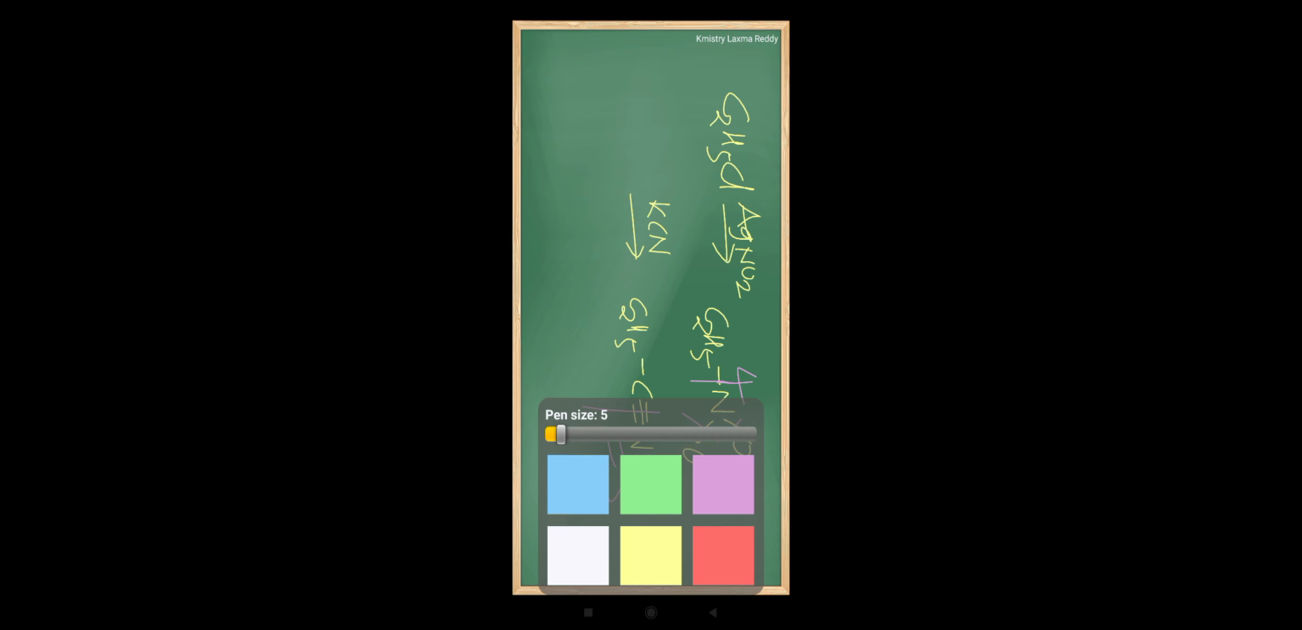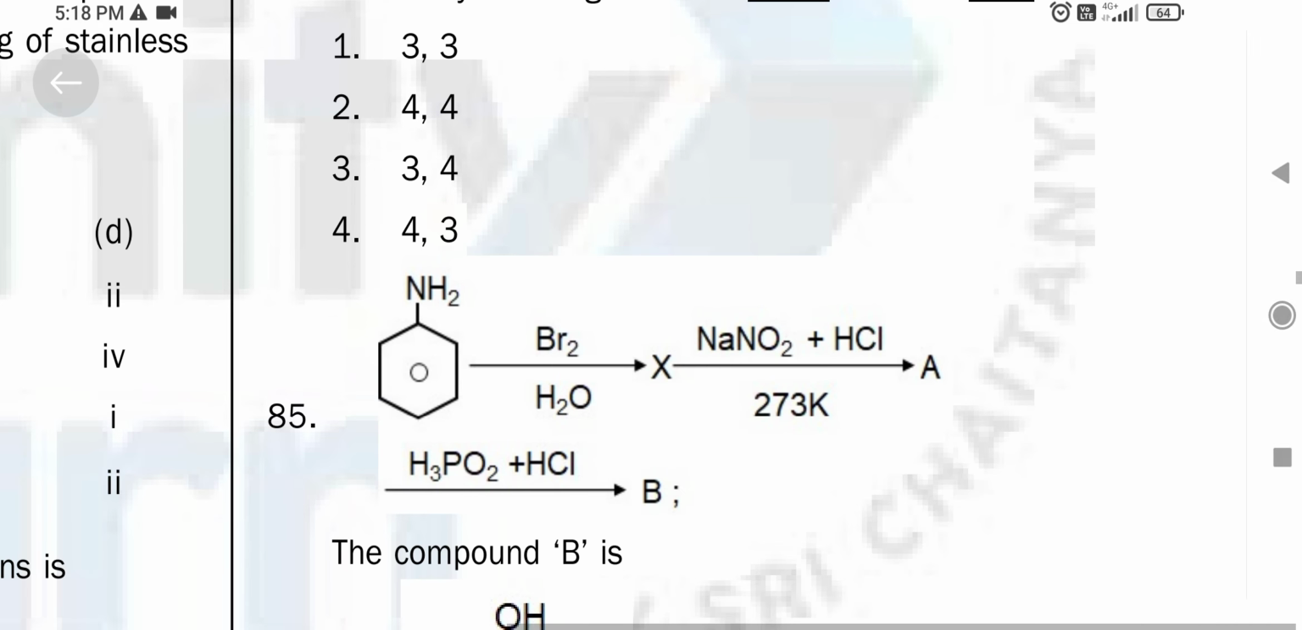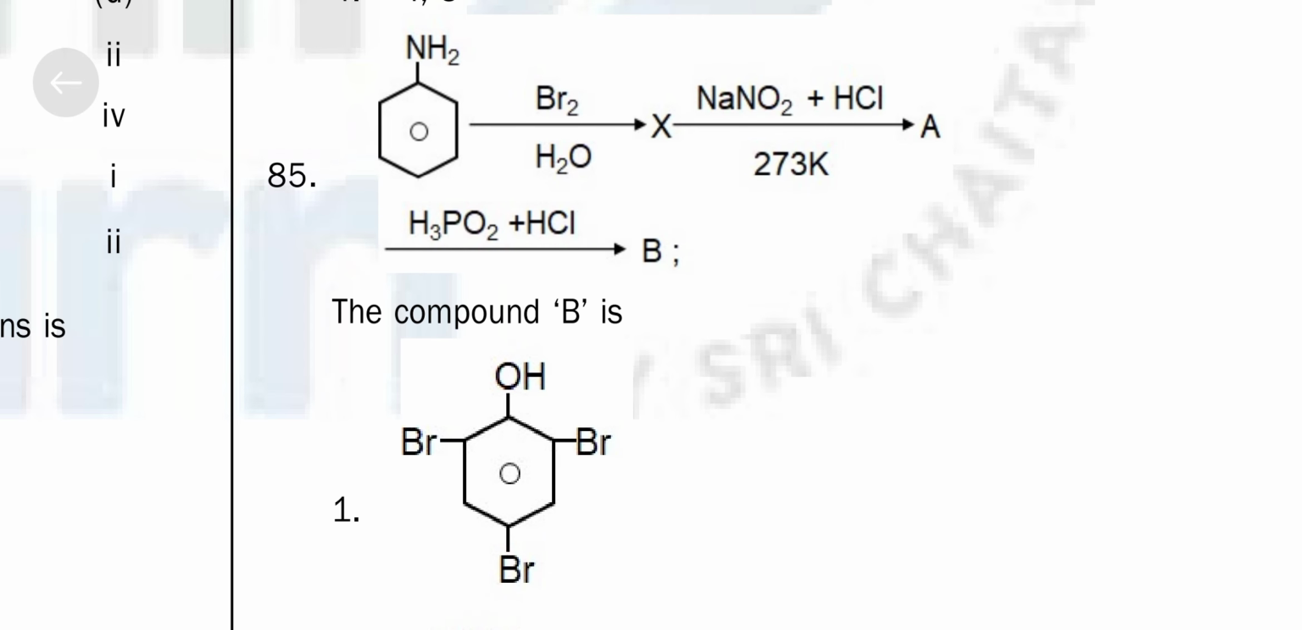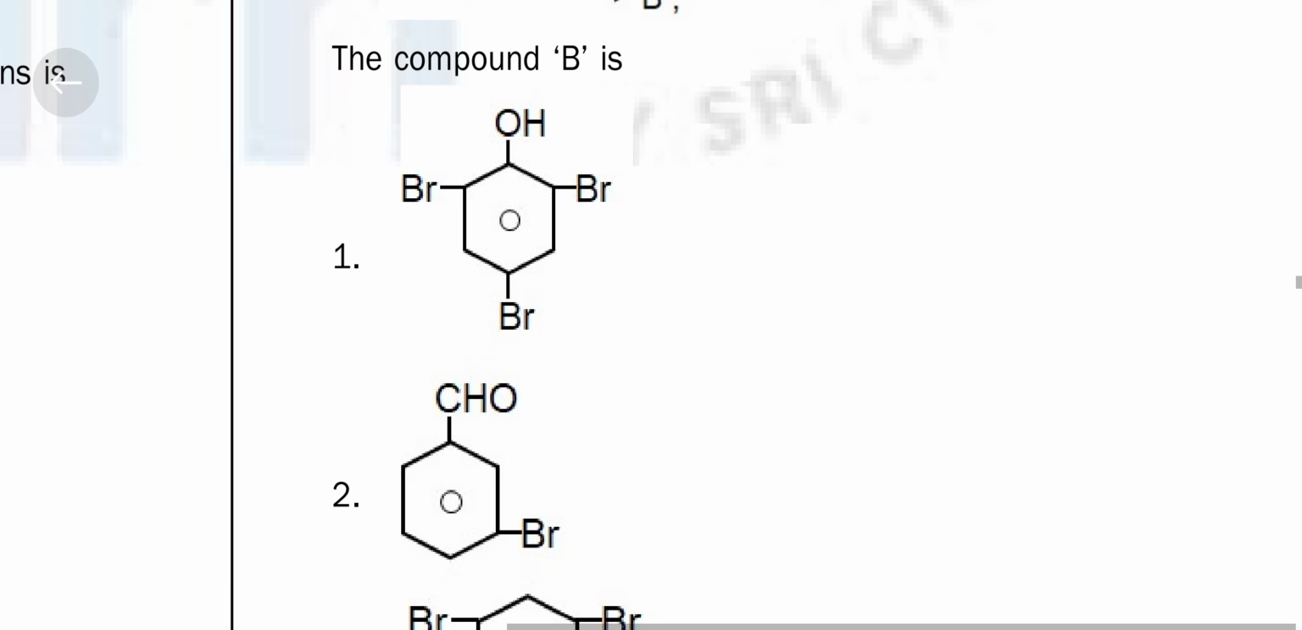So if you want to check the covalency, here 1, 2, 3, 4 bonds. Here 3 bonds. Nitrogen covalency here 4, here 3. So 4 and 3 is option 4. 85. NH2, Br2/H2O. Br2/H2O means 2,4,6 positions will come. Then NaNO2/HCl, NH2 will become diazonium chloride, H3PO2, that part will go. So remaining is only 1,3,5-tribromobenzene. Option 3.